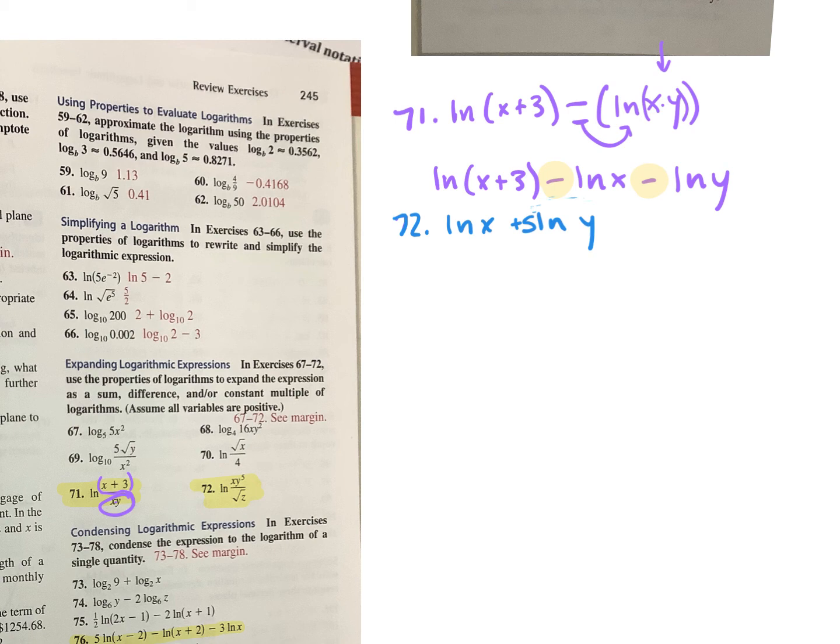And then next I am dividing, so minus everything on the bottom, so that would be ln of z, the square root of z, which the square root is the same thing as the 1/2 power, so I would bring that power to the front. So that's my answer for 72.